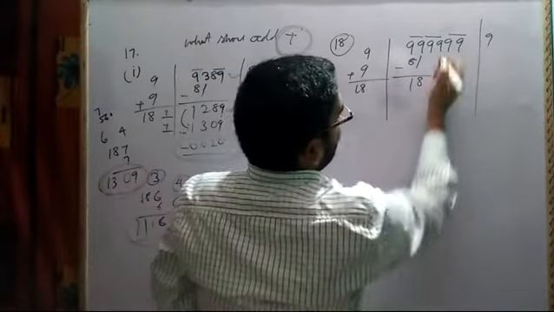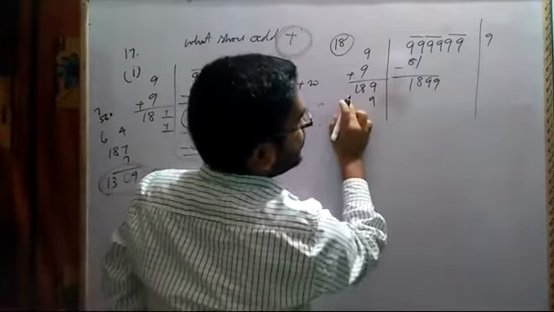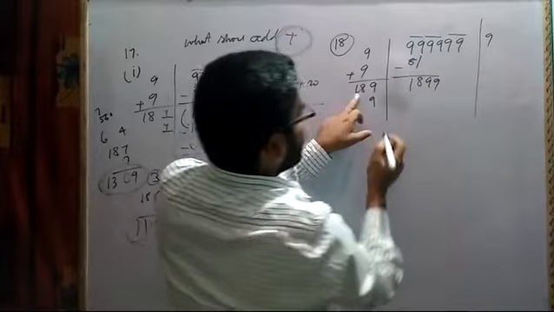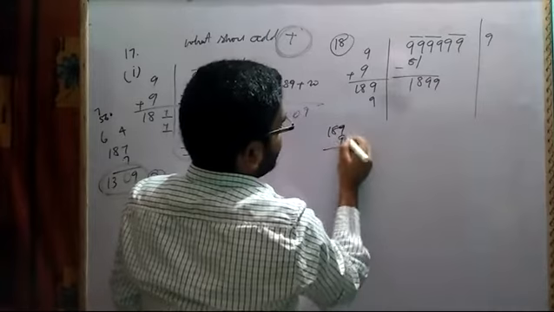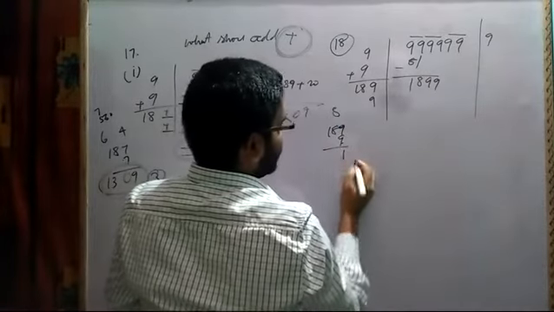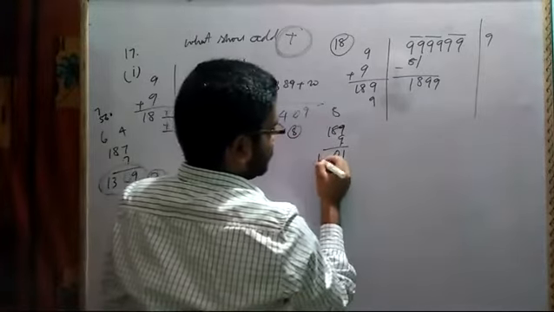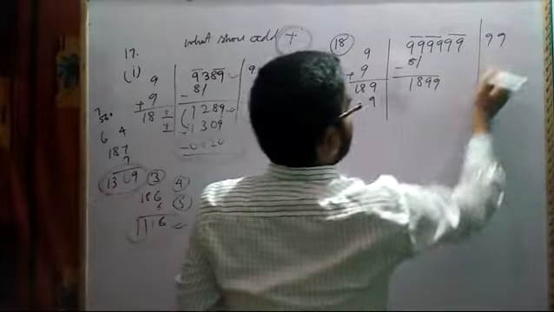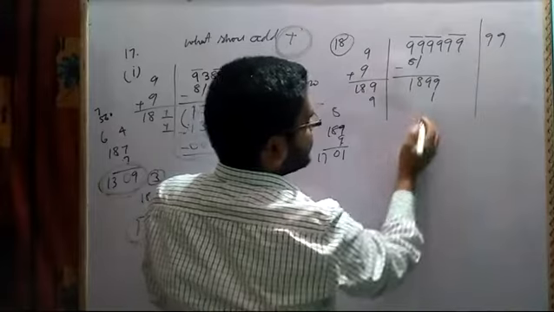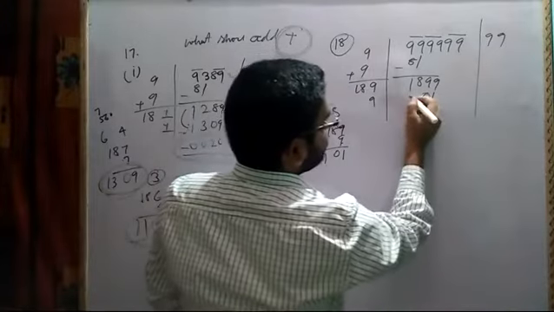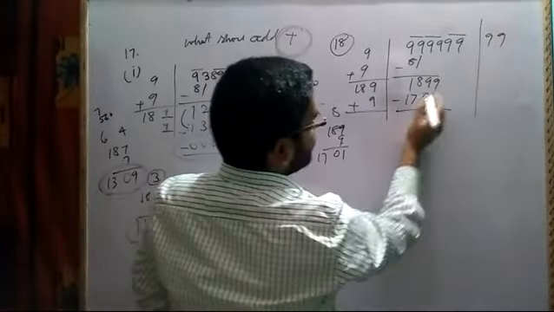Now what number will come? What number should come here? Again it will be 9, maximum 9 only will come. 9 9s are 81, carry 8. So it will be 9 again. 9 9s are 81, carry 1, 9 8s are 72 plus 8. 9 went already. Addition, subtraction now.